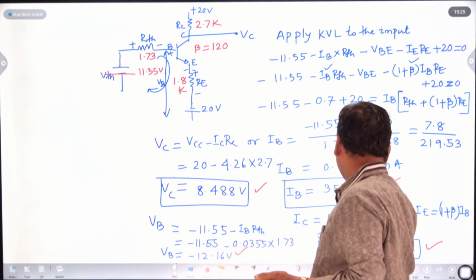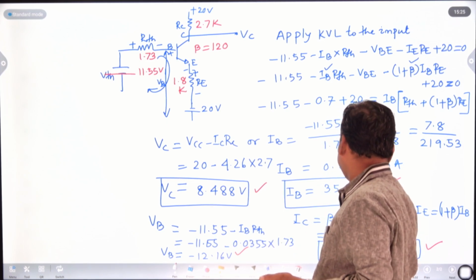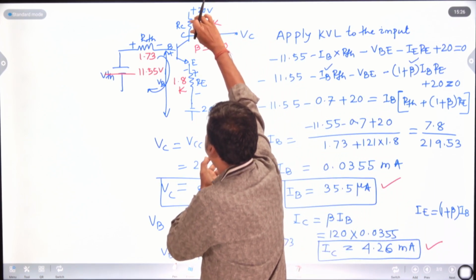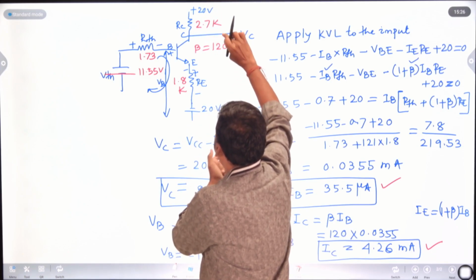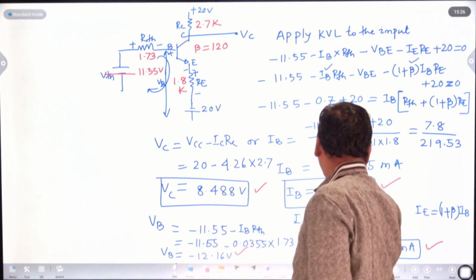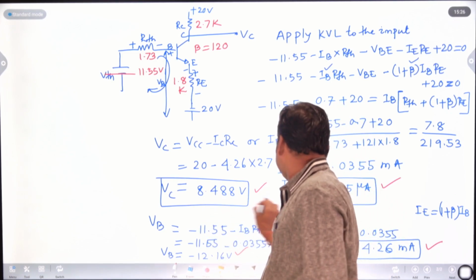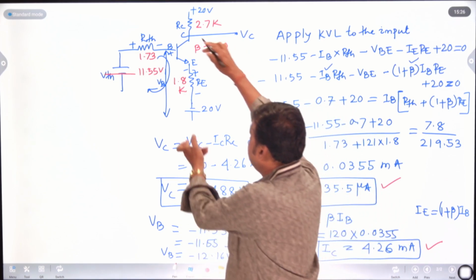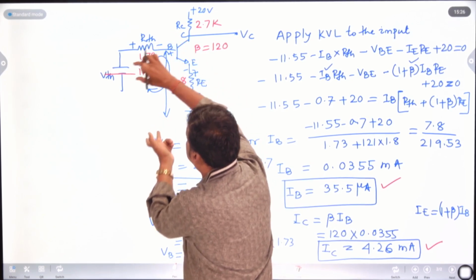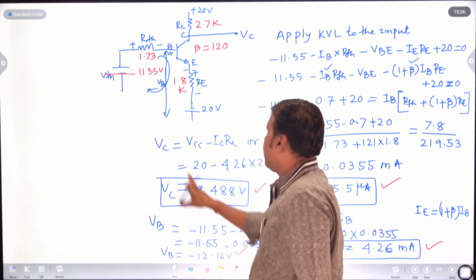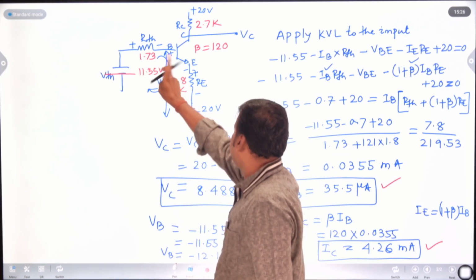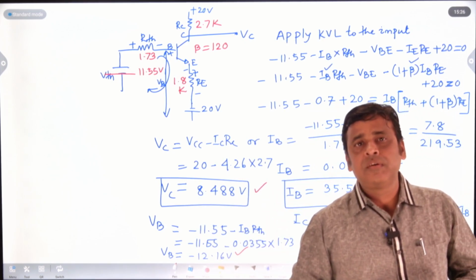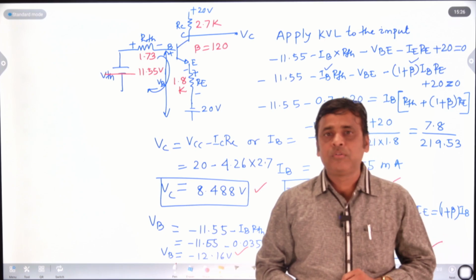After getting IB, multiplying with beta you will get IC. IC equal to beta IB. Then VC equal to what? This with respect to this is nothing but VC. Total minus this drop gives us this one. That's why VC equal to VCC minus ICRC. Already IC we got 4.26, so VC comes around 8.488 volt. Similarly VB, base with respect to ground, is nothing but this voltage plus this voltage. That is minus 11.55 minus IB into RTH, which is VB. It is all about how to find out the DC current and DC voltage in case of voltage divider biasing with two supplies. Thank you.